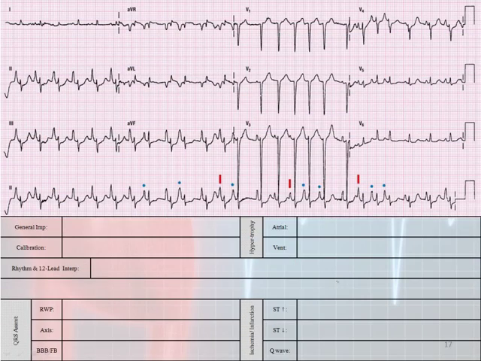We're going to go ahead and use this 12 lead here, and like always, we're going to start off with our general impression. And our general impression, actually, it does look fast. Calibration, we're going to look at our calibration marker right here. So we're going to say the calibration is standard.